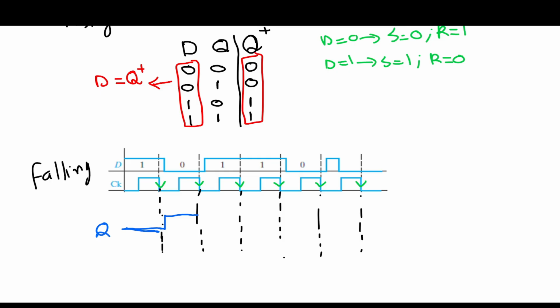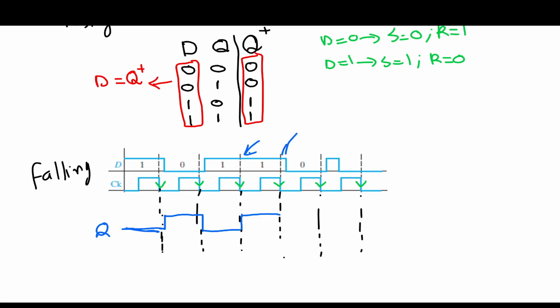At this edge trigger, D is 0. So that means the next state will go to 0. So now we go to 0 and then remain 0 until the next edge trigger. At this edge trigger, looking at D, it's 1. So that means we will go to 1 and then stay 1 until the next edge trigger.